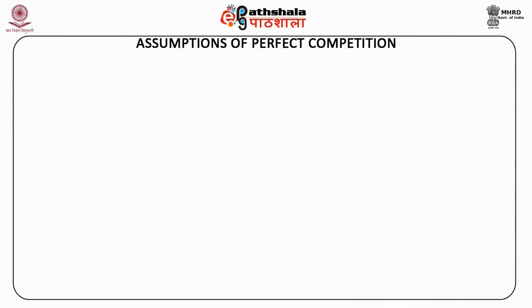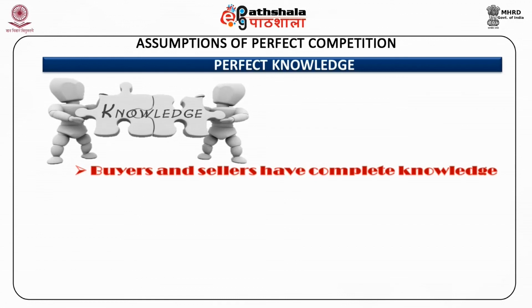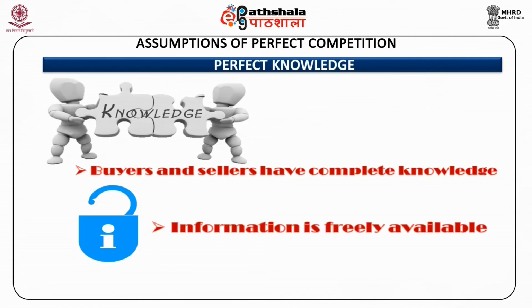Firms under perfect competition are assumed to have perfect knowledge of the market. All the sellers and buyers have complete knowledge regarding the market condition, and information is freely available to each buyer and seller. These seven are the assumptions for a perfectly competitive market.